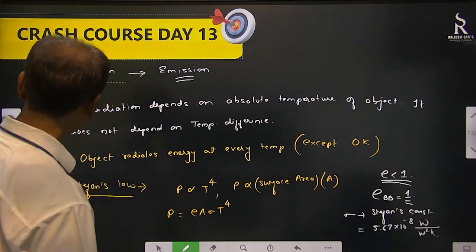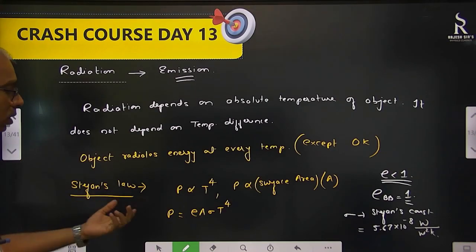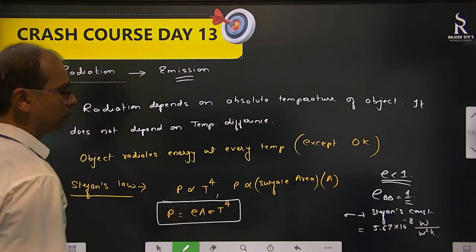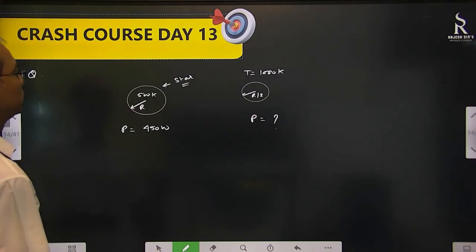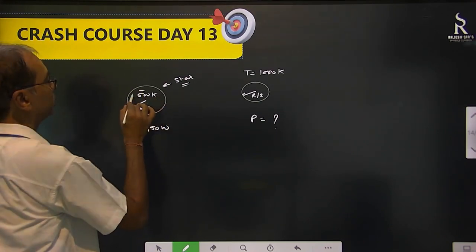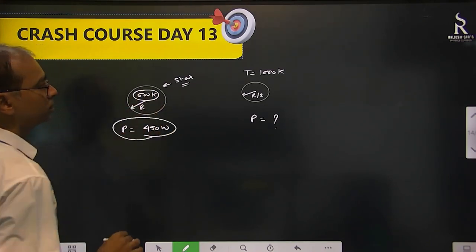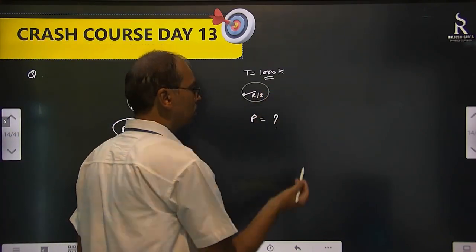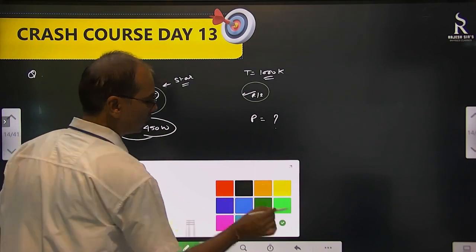Right. Let's move ahead and see what the question is now, based on this formula only. This is the main formula in this chapter. Power radiated is E A sigma T to the power 4. It says this is a star whose temperature is 500 Kelvin and the radius is R, radiating this much power. Another star has radius R by 2 and temperature 1000 Kelvin. How much power is it radiating? So simple, a direct formula based question.